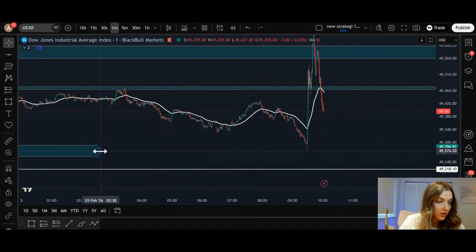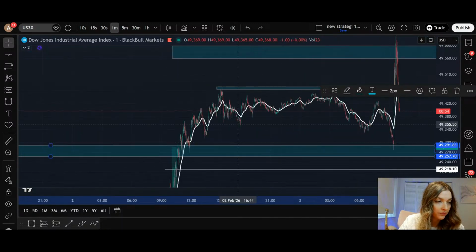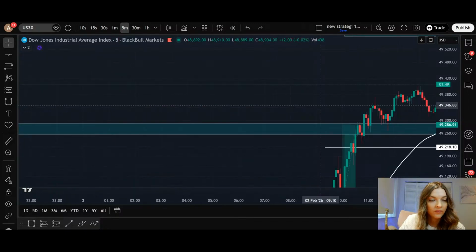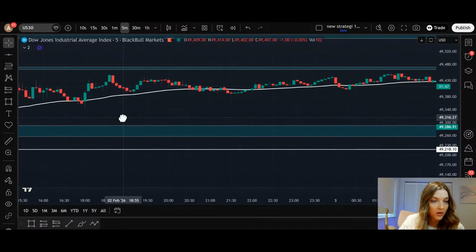Okay, so the next area, it's somewhere here. Let's see, did I mark everything?